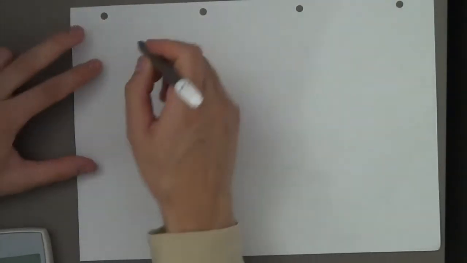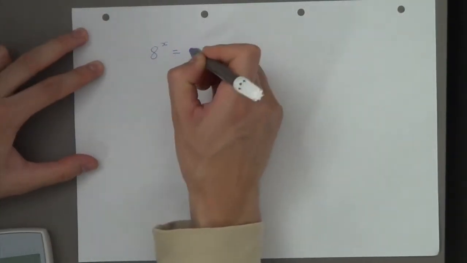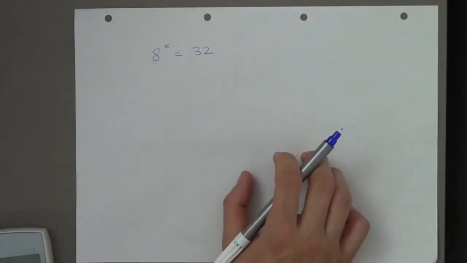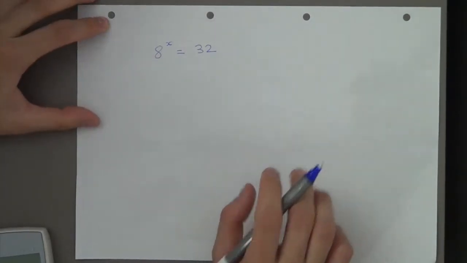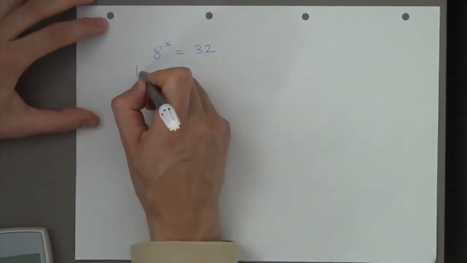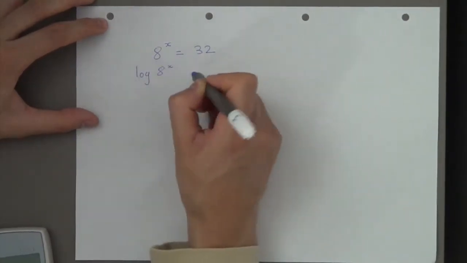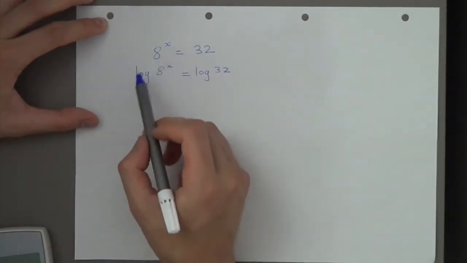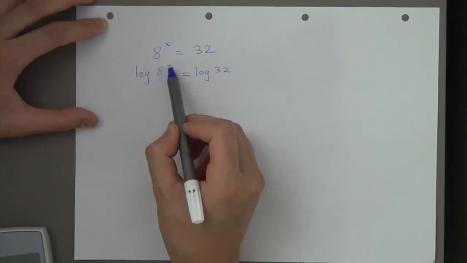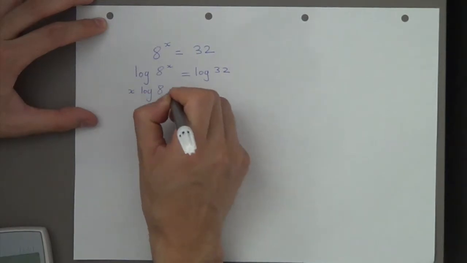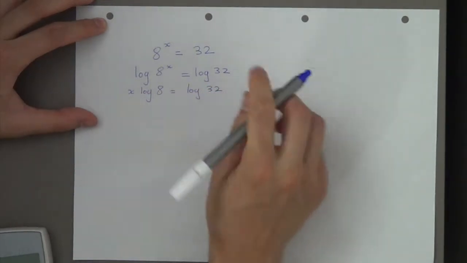Okay, right, some more challenging ones. What about this? 8 to the x equals 32. So I'm going to use some logs to help with this problem, and I'm going to teach you some log laws. So if I log both sides, I'm going to do log 8 to the power of x equals log 32. Now there's a rule that states that for log of a term to some power, you can move that power in front. So I can rewrite this as x log 8 equals log 32.